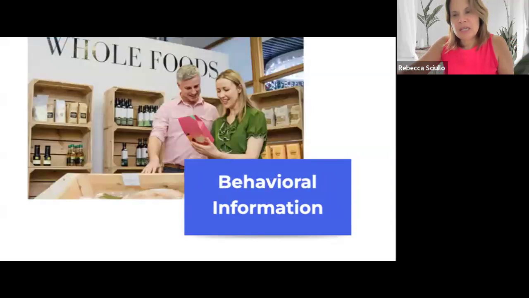Then the third would be behavioral. So the third category is going to be behavioral information. So this is information such as a person's buying patterns or product usage or decision-making process. So you might know for your customer persona, they like to purchase things around a particular holiday, or they're buying something for their business, or they're purchasing it for a client. There can be all different types of behavioral data.